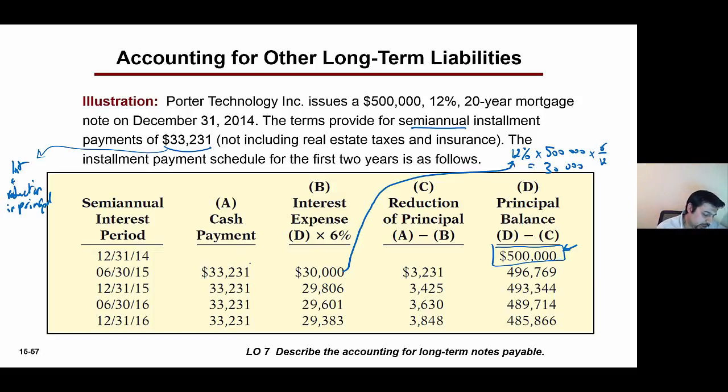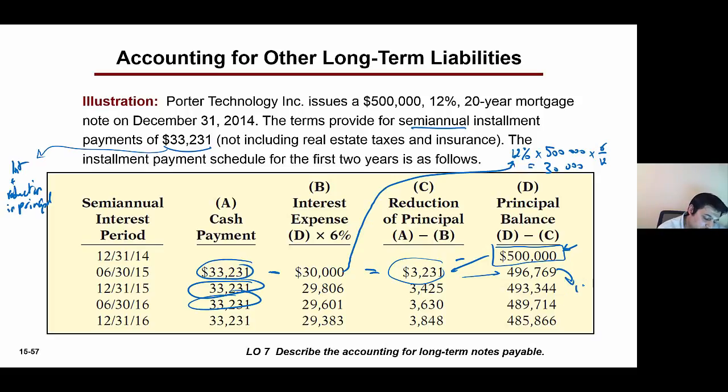The installment is 33,231. This one minus this one will be equal to the reduction. This is the reduction in principal. Now the principal balance will be the original balance, this one minus this one, which will be equal to 496,769. For the second payment, the amount will always be the same. This amount will always be the same. What will change is the interest expense. Now the interest will be multiplied by this.